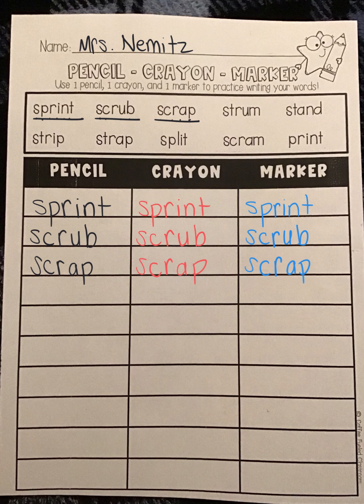Next word is strum. S-t-r-u-m. Strum. With your pencil, write strum. S-t-r-u-m. Strum. With your crayon, S-t-r-u-m. Strum. And with your marker, S-t-r-u-m. Strum.